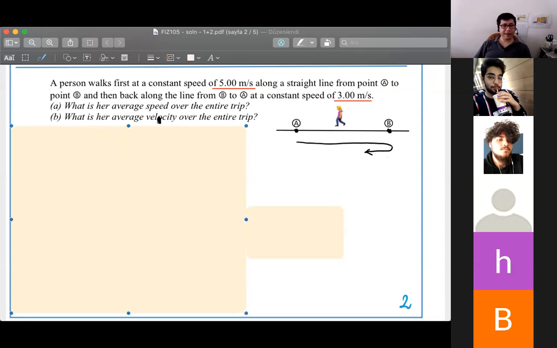And part B, what is her average velocity over the entire trip? Maybe we can start with part B, huh? The average velocity, because it's easier. What do you think? What's her average velocity over this entire trip?